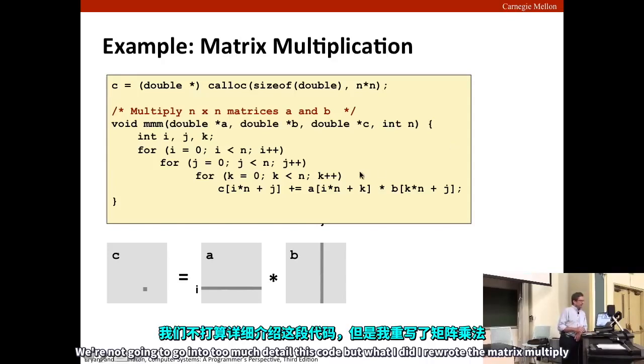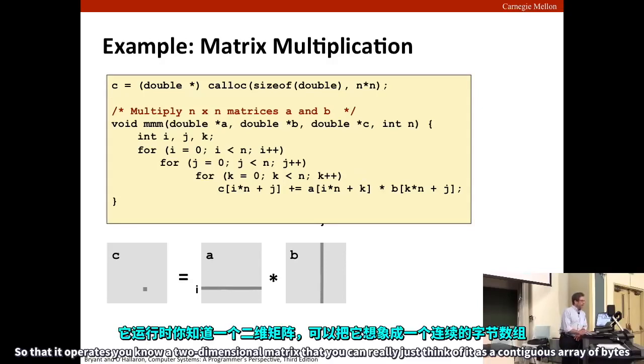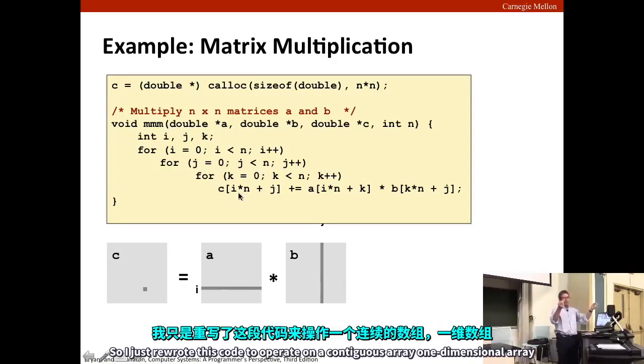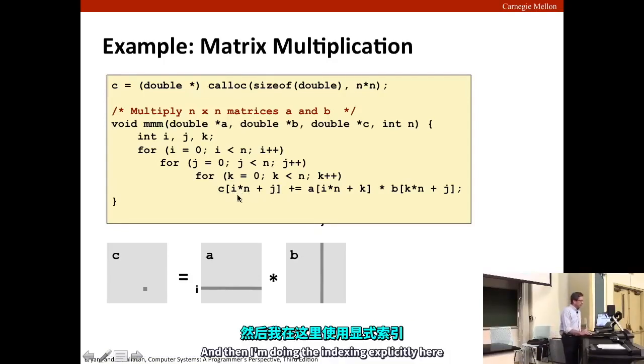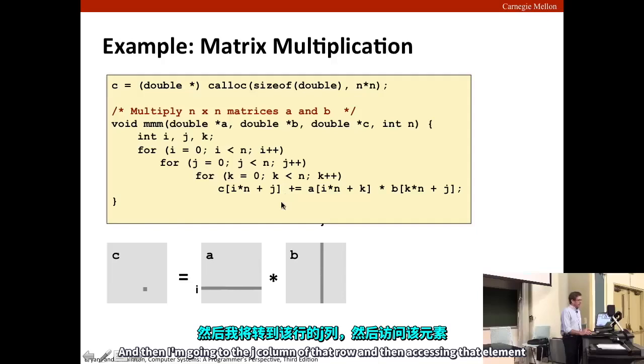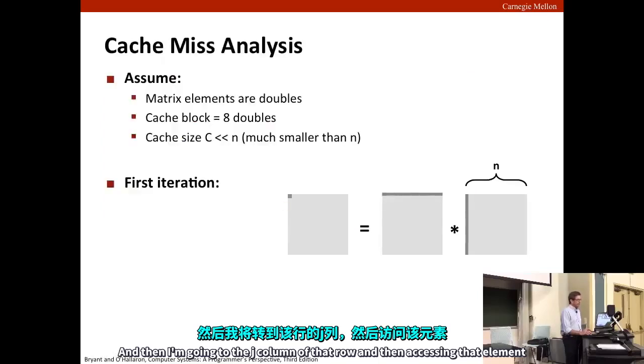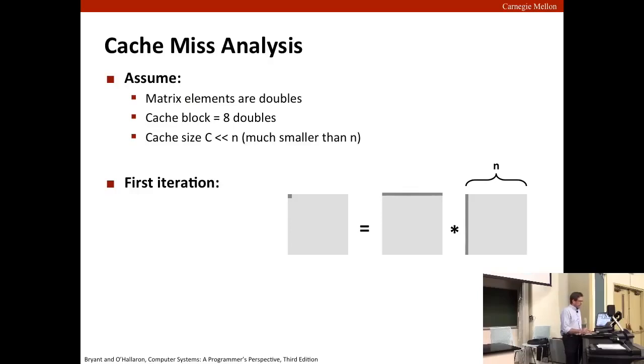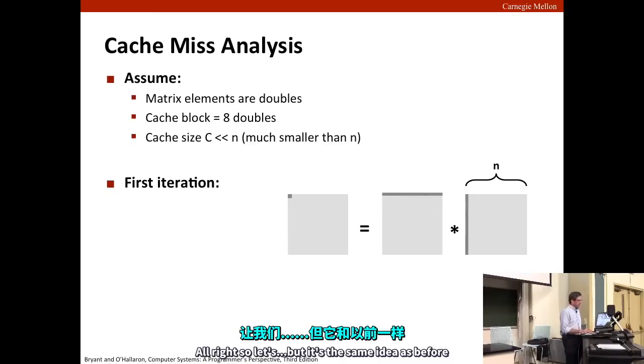We're not going to go into too much detail on this code, but I rewrote the matrix multiply so that it operates on a contiguous array. A two-dimensional matrix, you can really just think of as a contiguous array of bytes. So I rewrote this code to operate on a one-dimensional array, and I'm doing the indexing explicitly here. So in C[i*n + j], this is an n by n matrix. What I'm doing is computing where the ith row starts, and then going to the jth column of that row and accessing that element. It's the same idea as before.